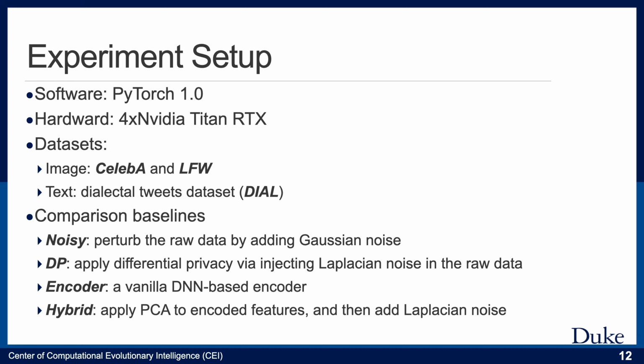In addition, we compared our method with 4 privacy-preserving baselines, which have been widely applied in the literature. The noisy method perturbs the raw data by adding Gaussian noise. The DP method means applying differential privacy, where we inject Laplacian noise in the raw data. The encoder is a basic DNN-based encoder to learn latent representation, and it holds the same model architecture as the feature extractor in our framework. The hybrid method applies PCA to the extracted features from the above encoder, and then adds Laplacian noise to those compressed features.